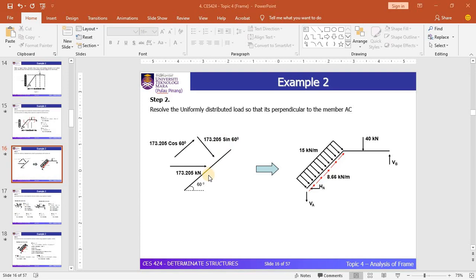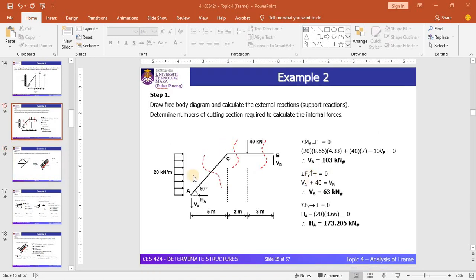At this stage, you need to convert this point load into components in the local axis. You can get the vertical component in the local axis for this member by multiplying the point load with sine 60, so we get this vertical load that is perpendicular to this particular member. By multiplying this point load with cos 60, you will get the horizontal component, which is parallel to this member. You need to bear in mind that this load actually is a UDL load.